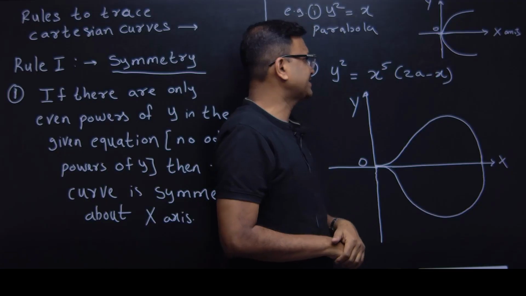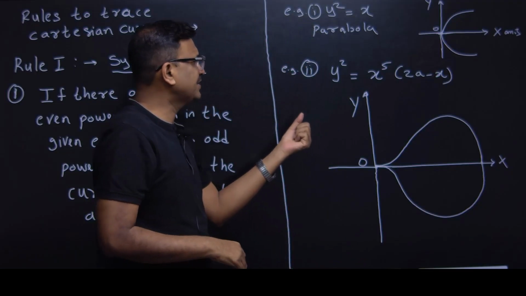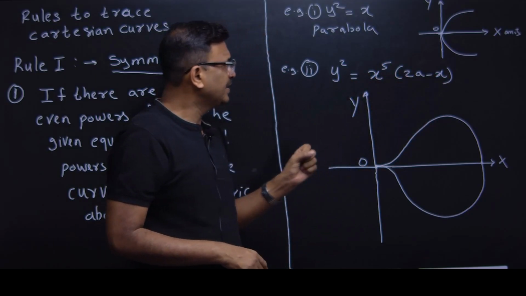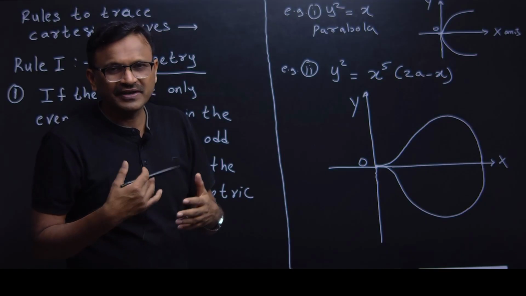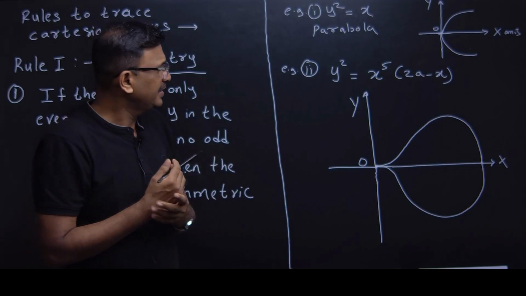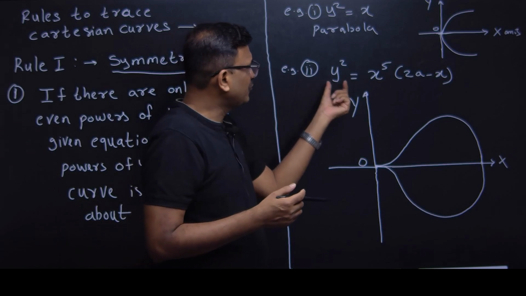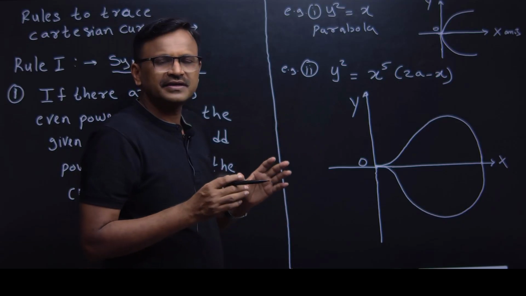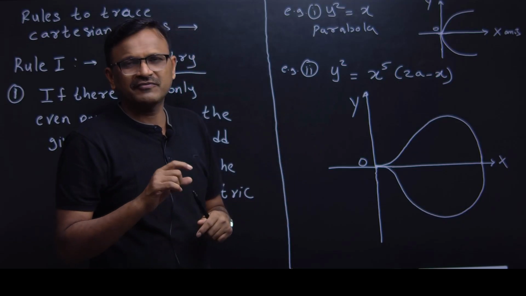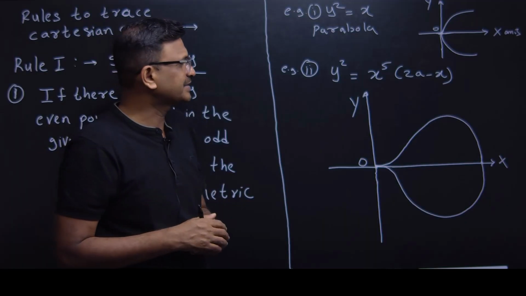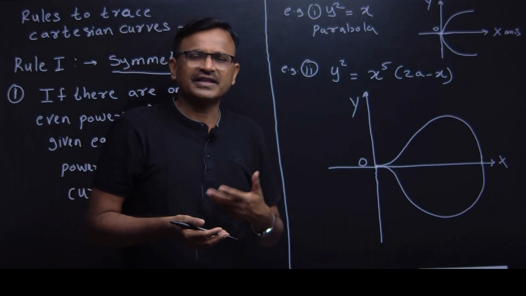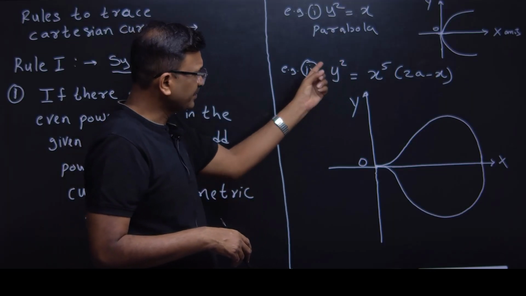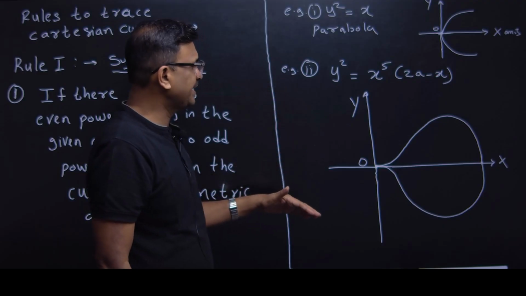the x-axis. Another example: consider the equation y square is equal to x raised to 5 into (2a minus x). I just want to tell you how to identify the symmetry; how to draw the curve, we'll see later on. If you observe this equation, there are only even powers of y, that is y square. There is no odd power, no term like y cube or y raised to 1 or 5, and no fractional power of y like y raised to half or 1 by 3. We have only an even power of y, so the curve is symmetric about the x-axis.